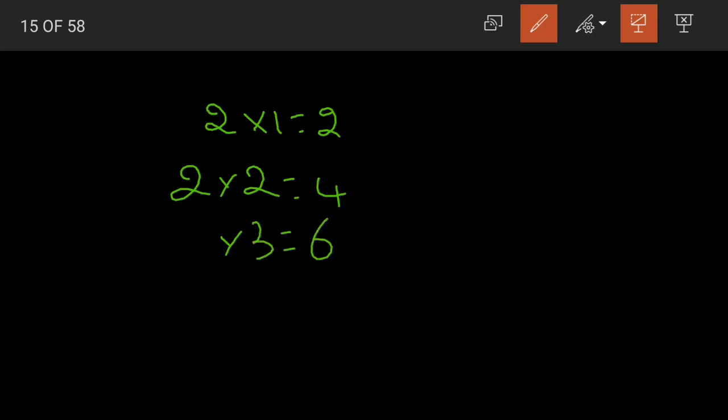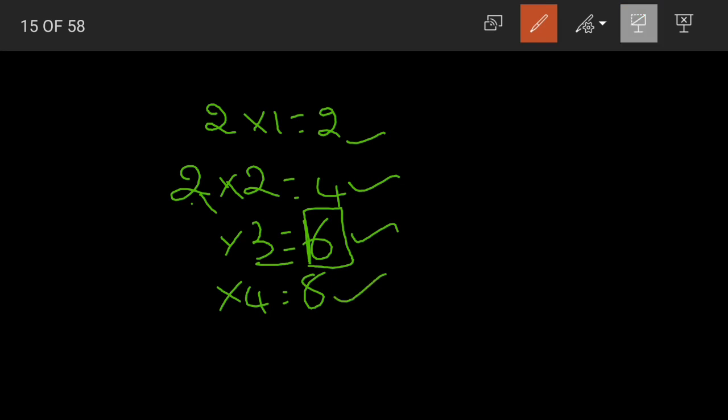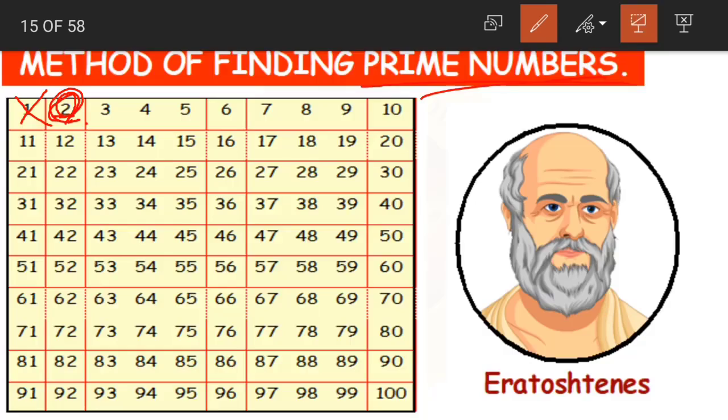Now if you remember about multiples, what did I say? For the number 2, the multiples are 2 ones are 2, 2 twos are 4, 2 threes are 6. Yes, so 2 fours are 8 and so on. When we multiply our 2 with another number, we get our multiple. 2, 4, 6, 8 are our multiples here. Now what should we do? We should cross out all those multiples.